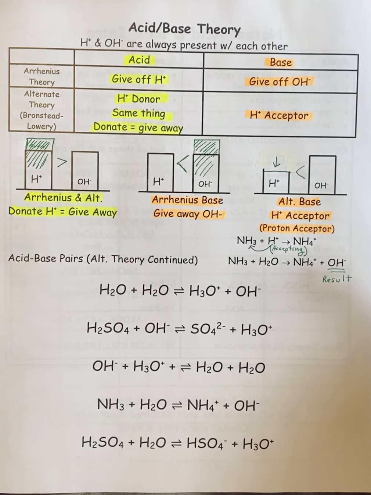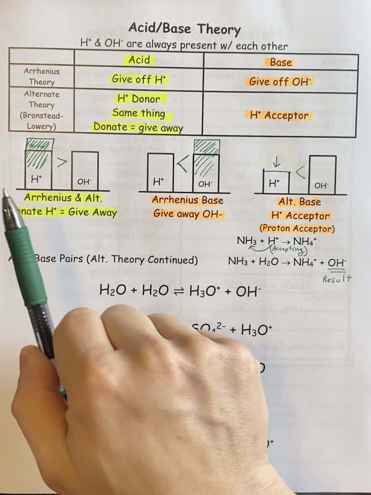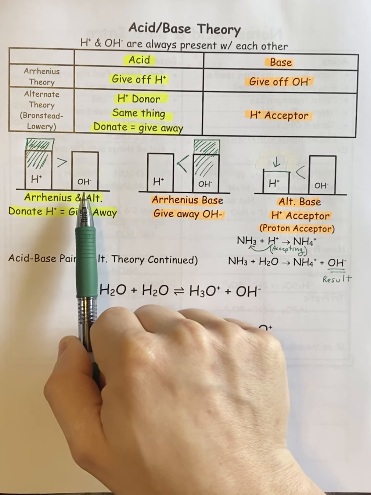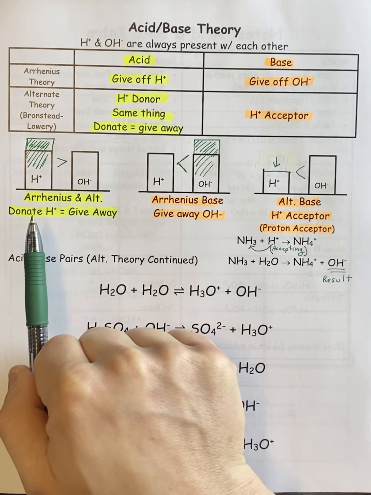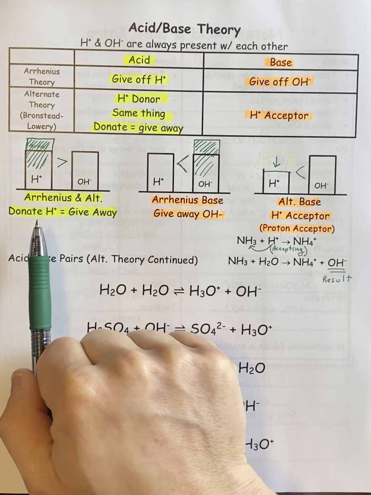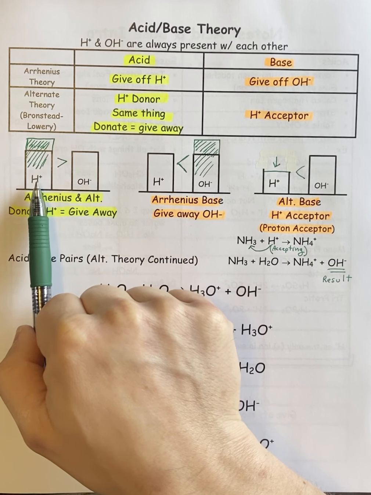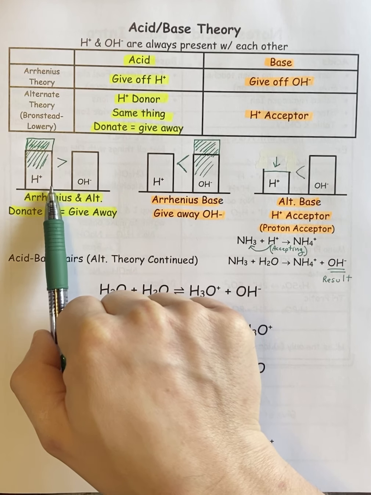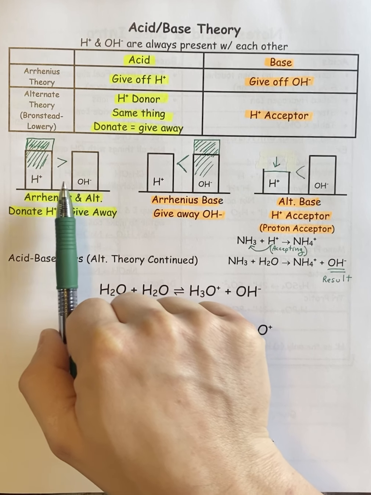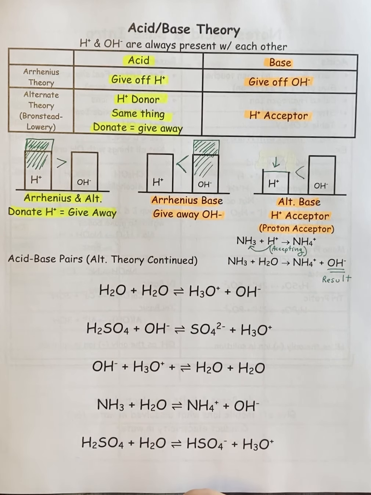So here's a visual representation of the three theories. The first thing we always start with is that the acid and the base levels are equal. In the Arrhenius or the alternative acid, they add H pluses to the solution. What that does is it raises my H plus level, so now it's the green one that I shaded in, making me have more H pluses than OHs. That makes something an acid.